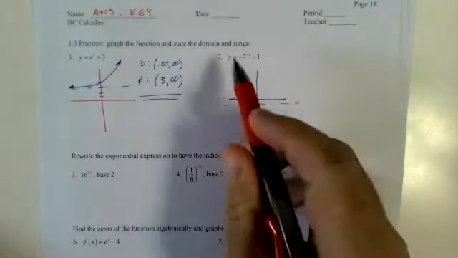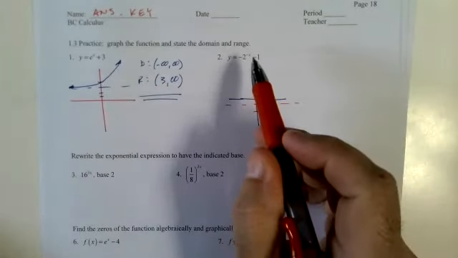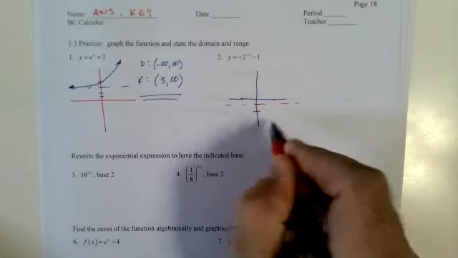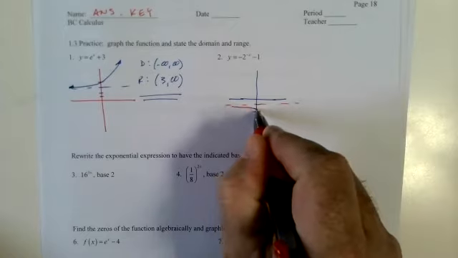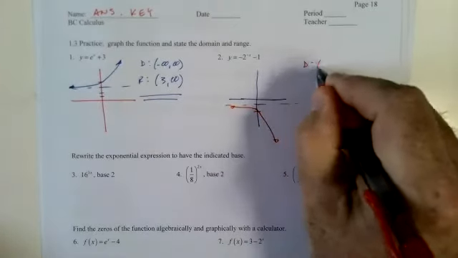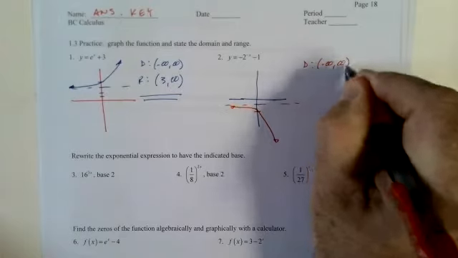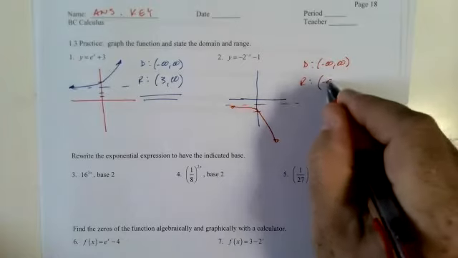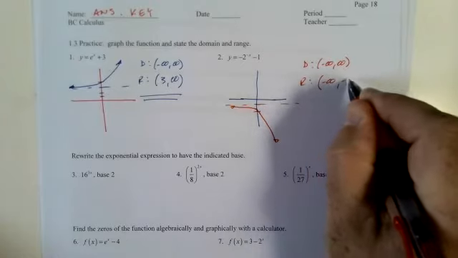All right, so flip it down. Let's plug in 0. It's basically negative 1 minus 1 is 2. So it does hit here. So it looks like it goes like that, which means domain, negative infinity to infinity, range, negative infinity to negative 1.